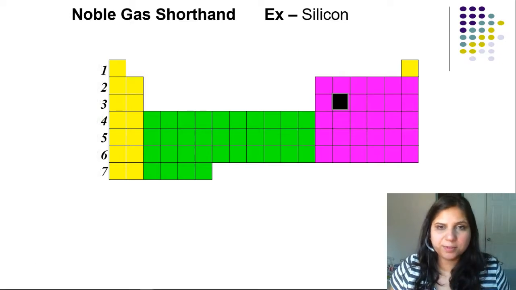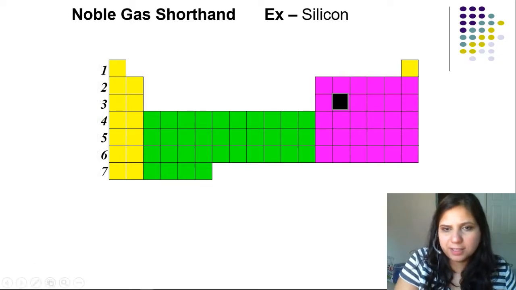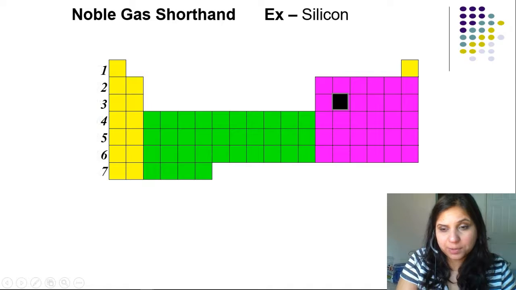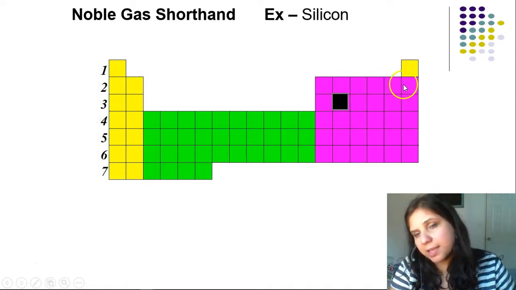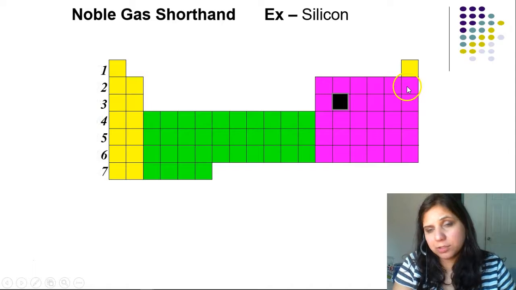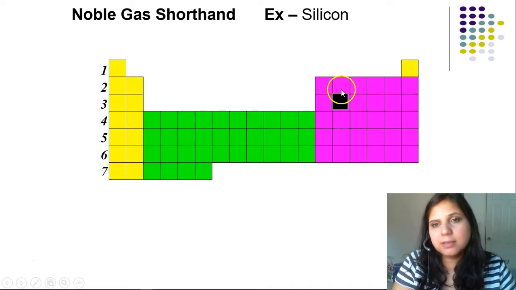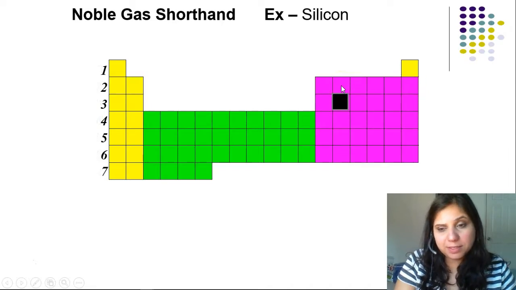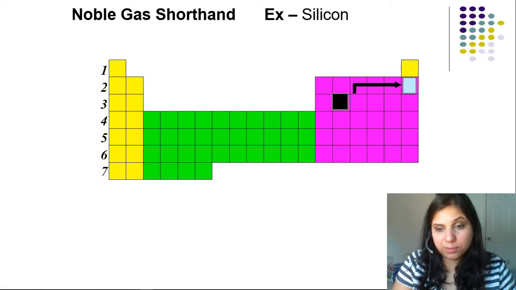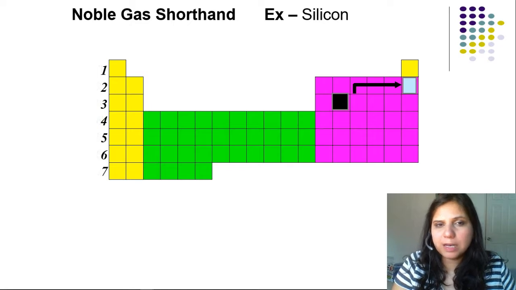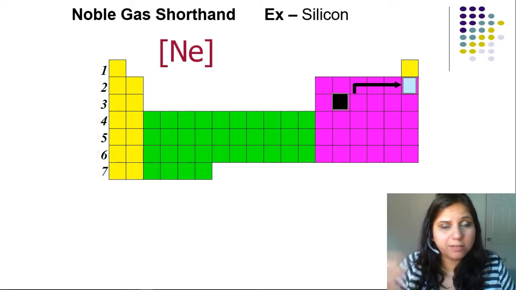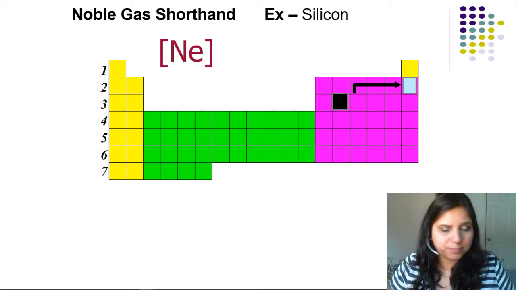So here's our first example, silicon. This is where it's located on the periodic table. We're going to go up and over to the right to find the noble gas that has fewer electrons than silicon has. So up into the row above it, all the way to the right, would mean this noble gas. What is that? That's neon. So we're going to put neon in brackets. We're going to say that silicon has all of the electrons neon has, plus some more.